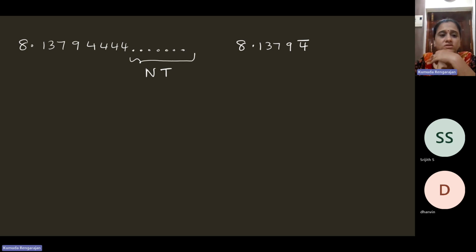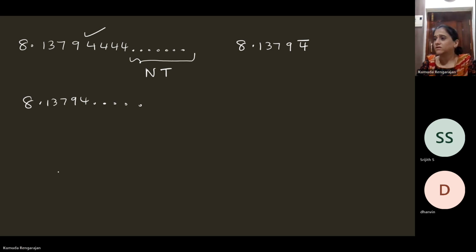This is how you write using the dots. See, if you write 8.13794 and put dots, it's very vague. How do you understand which is repeating? You're not giving a clue. You should give a hint of what is repeating. When you see the number, without any doubt, you should be able to say this is the repeating block. When I write 8.13794 and put dots, which part is repeating?